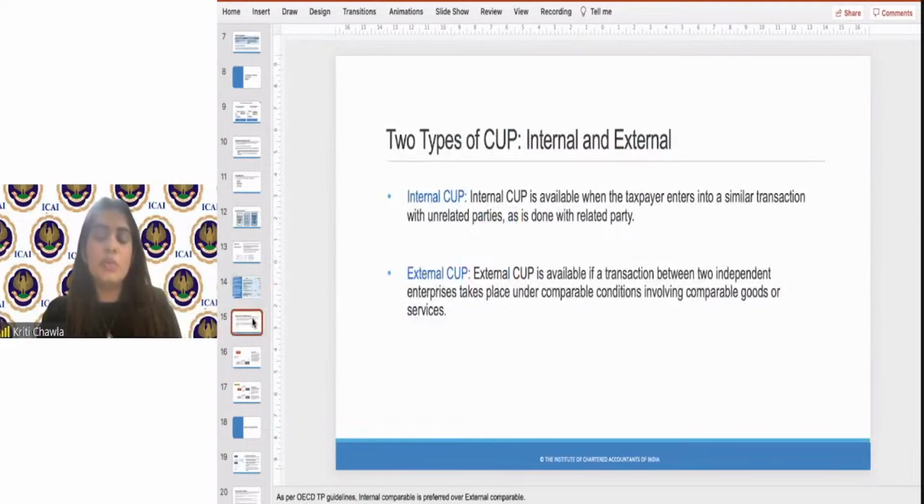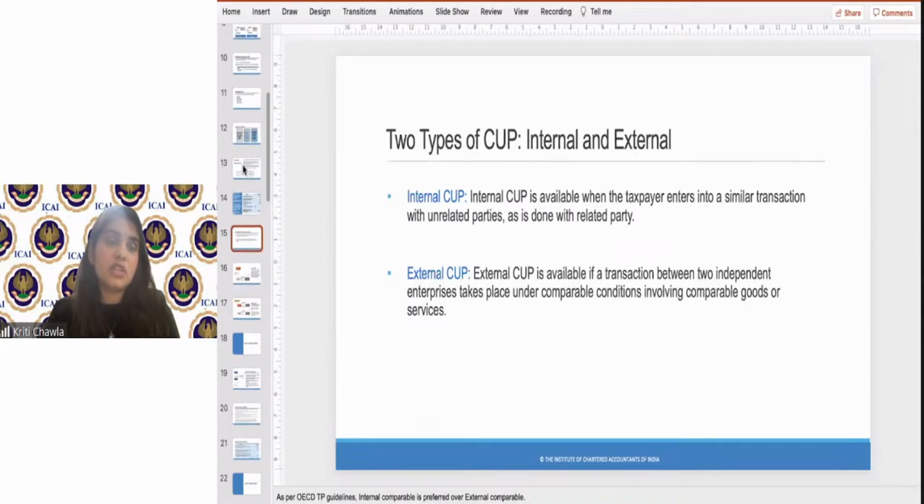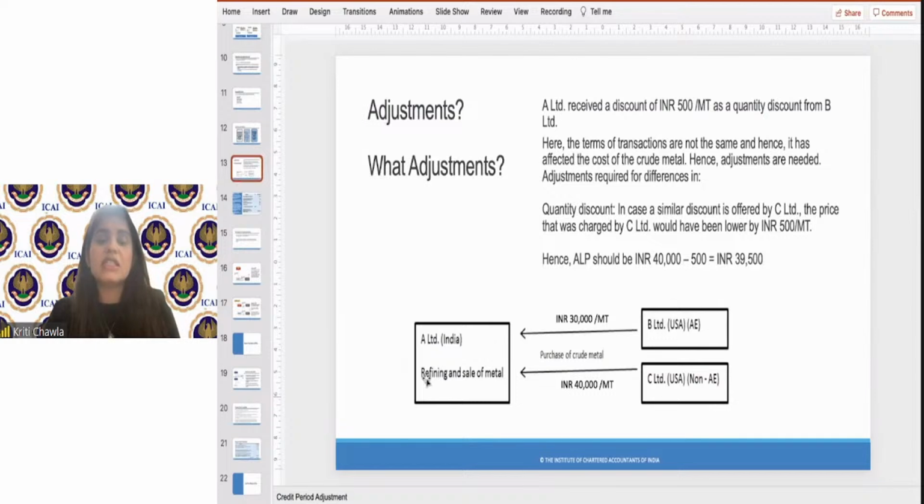Now, when it comes to CUP, there are two kinds of comparables that you can take: internal CUPs or external CUPs, internal comparables or external comparables. The point is, what are internal comparables and what are external comparables? Internal comparable is a situation like this. This is a situation for internal comparables.